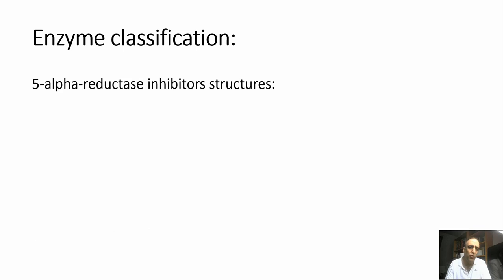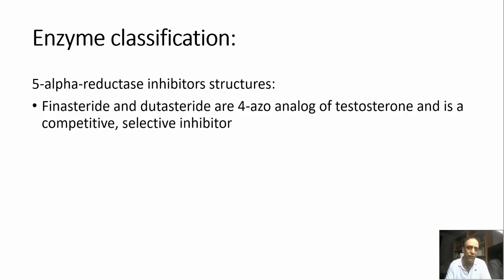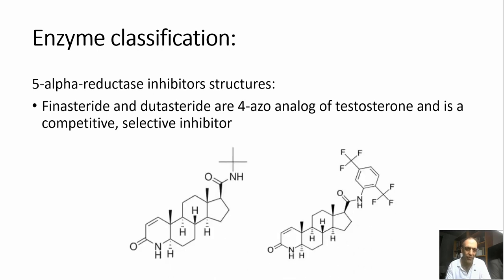Also the 5-alpha reductase inhibitor structure, as you see, both of them have 4 rings, 3 cyclohexane and 1 cyclopentane. In the carbon number 4, nitrogen is replaced. As you see in this structure, both of them have a nitrogen in number 4, a 4-aza group. It is an analog of testosterone, the same but just different in the nitrogen. And they are competitive with testosterone and selective inhibitors.